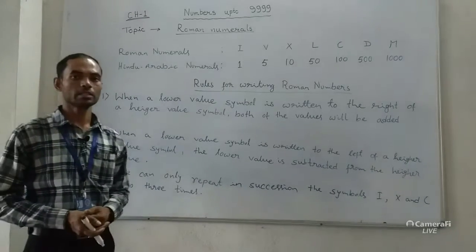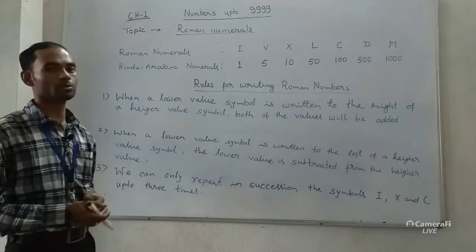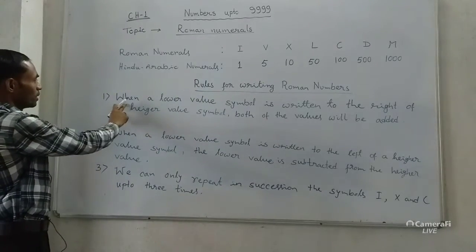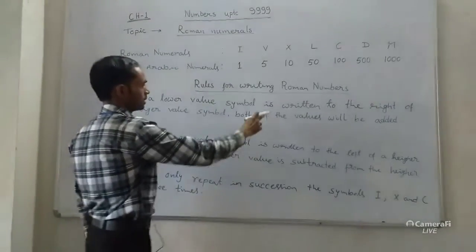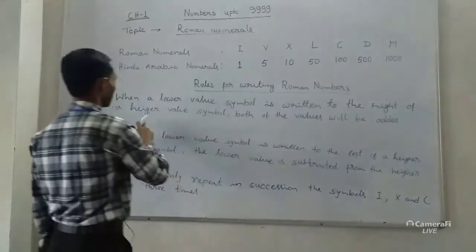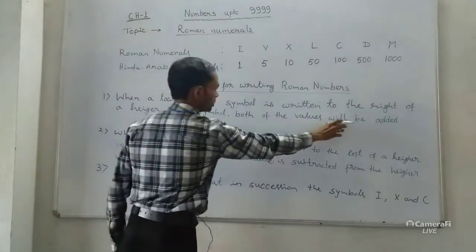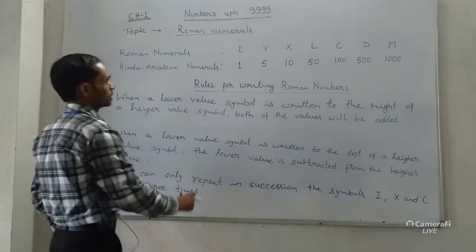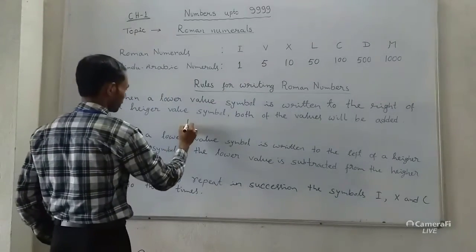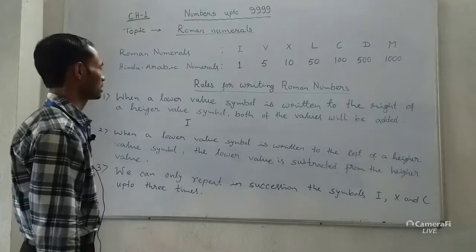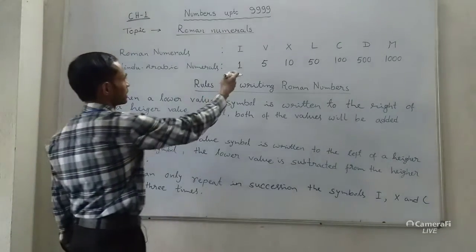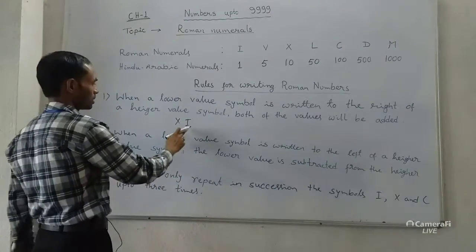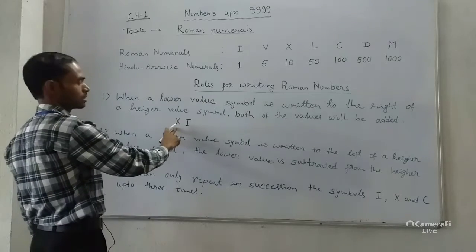So to represent these numbers in Roman numerals, there are some rules we have to keep in mind. These rules are written here. Rule number 1: when a lower value symbol is written to the right of a higher value symbol, both of the values will be added. What is the meaning of the rule? Suppose the lower value symbol is I, and take a higher value symbol, whose value is greater than 1, suppose 10, X, and we write the lower value symbol to the right of the higher value symbol.